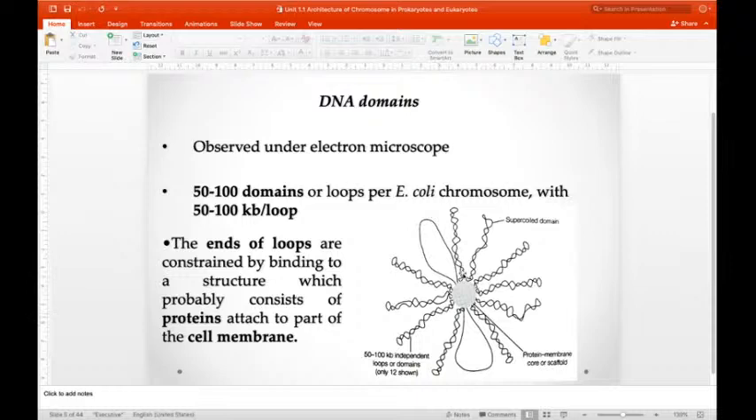It's like a spindle fiber shape, though some are not spindle. These are supercoiled domains, and inside is the protein core or scaffold. Then there are 50 to 100 kilobase independent loops or domains, observed under the electron microscope. So there are 50 to 100 domains or loops per E. coli chromosome, with 50 to 100 kilobases per loop. The ends of the loops are constrained by binding structures, which probably consist of proteins attached to the cell membrane.